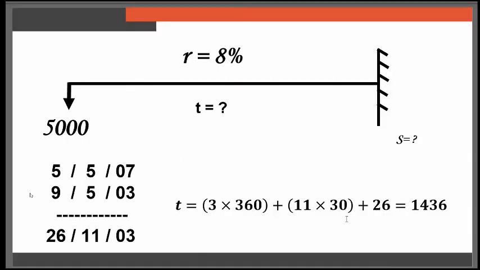The timeline. B equal $5,000, S is unknown, T is unknown, and R equal 8%. To get time, we will subtract 5 minus 9.